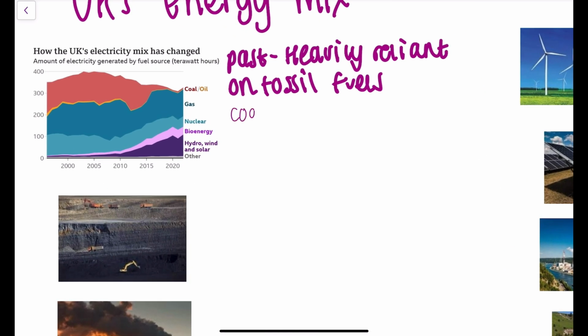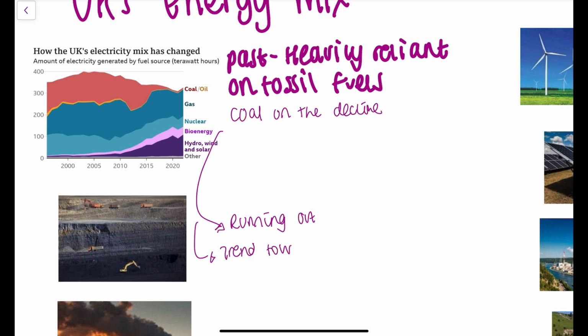Now in the past, the UK was heavily reliant on fossil fuels, so your coal, oil and your gas. Now the use of fossil fuel is declining, especially coal. In around 1990, coal was responsible for 2/3 of electricity, but then in 2023, for example, it was under 2%. The use of renewables is growing.